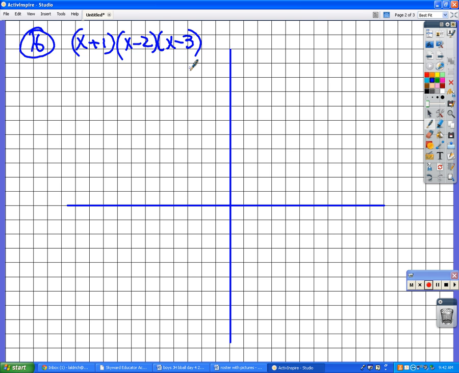Okay, so number 16, x plus 1, x minus 2, and x minus 3. So where are the 3 places that will cross the x-axis? Okay, -1, 2, and 3. What number do I have to plug in to find the high or low point in between here? Not 1. Not 0. 0.5, right in the middle there. So if I put in 0.5 for x, that's going to be 1.5 times -1.5 times -2.5.